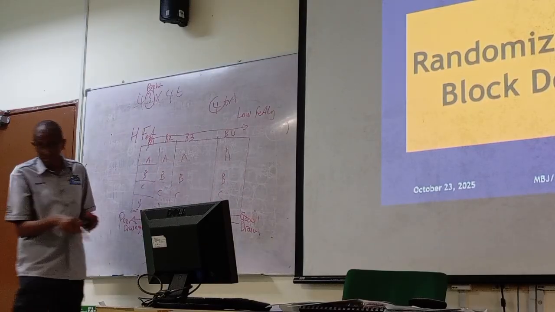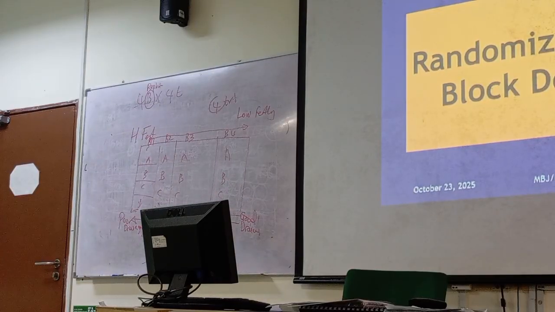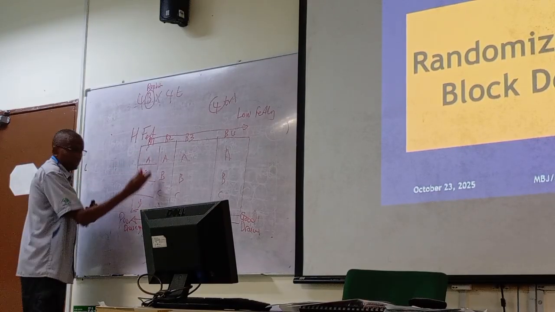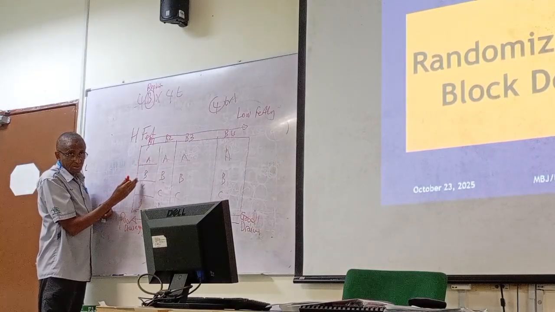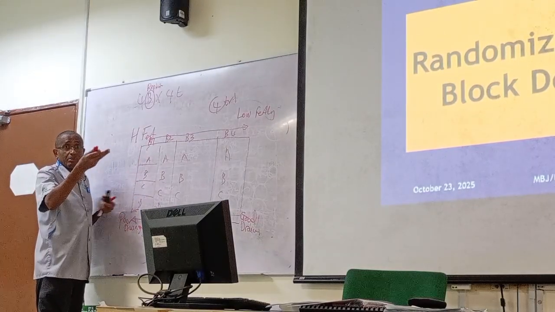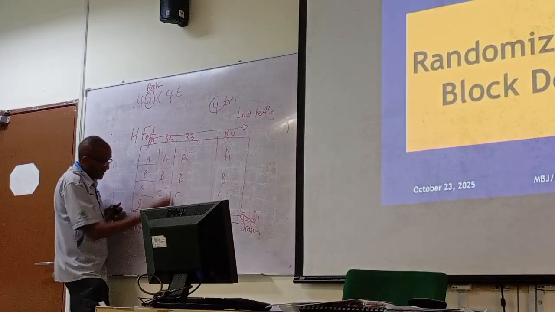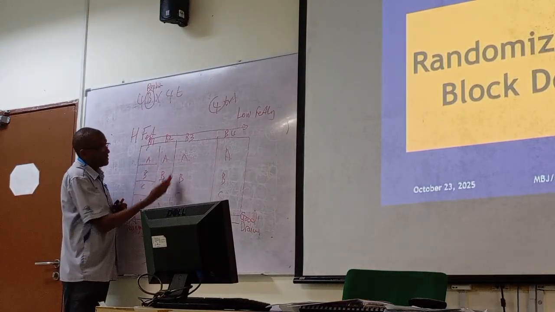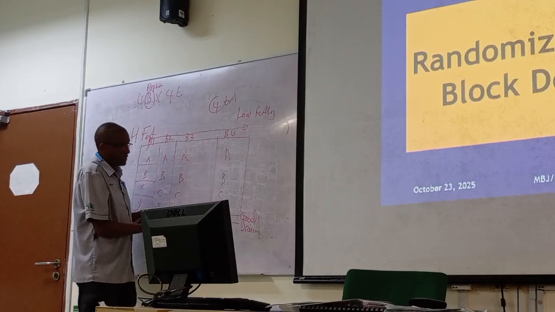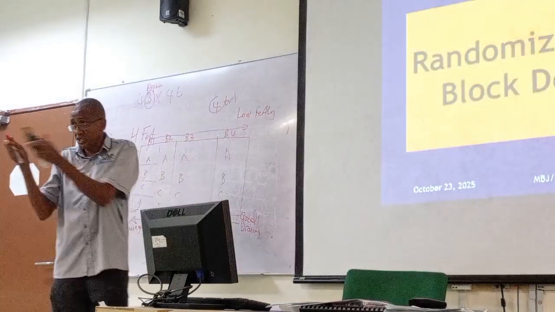But is this correct? What is wrong with this one? Not random. So you have to randomize. Make sure all your treatments are in the block, but you randomize. Remember the pictures I showed you about the chicken? Same thing here. All your treatments are here, we must randomize. So you randomize based on each block.